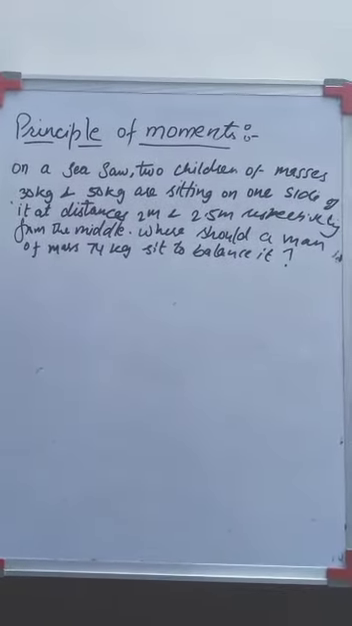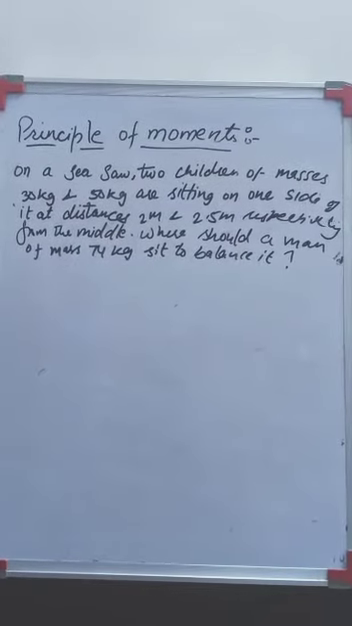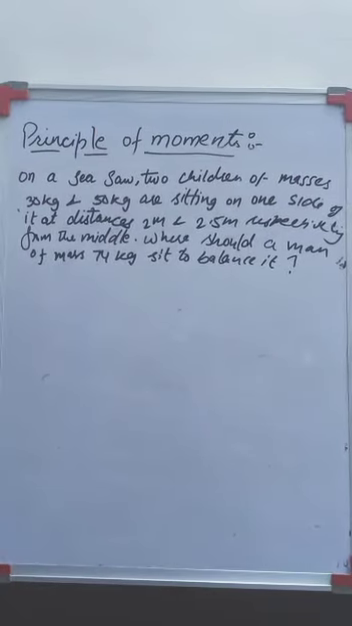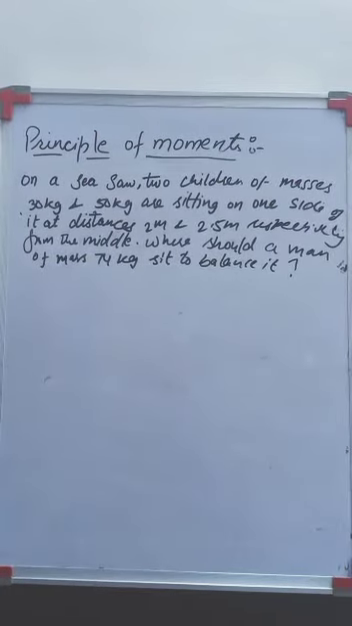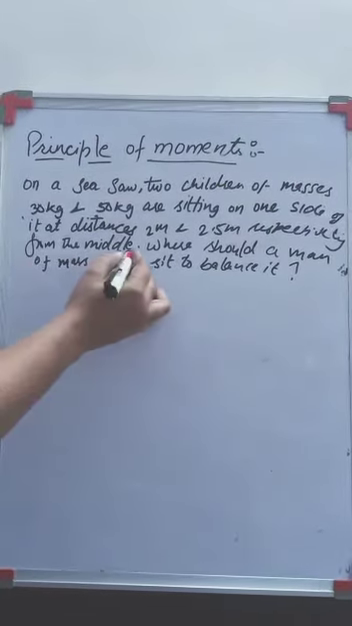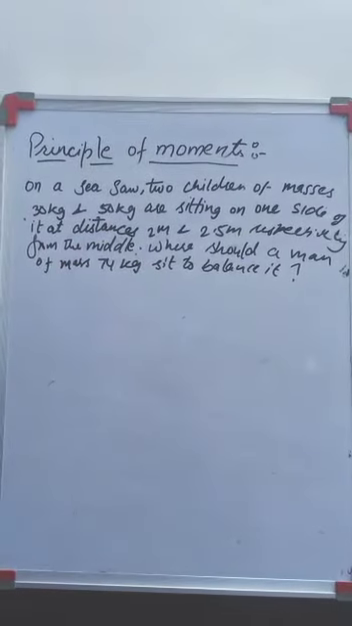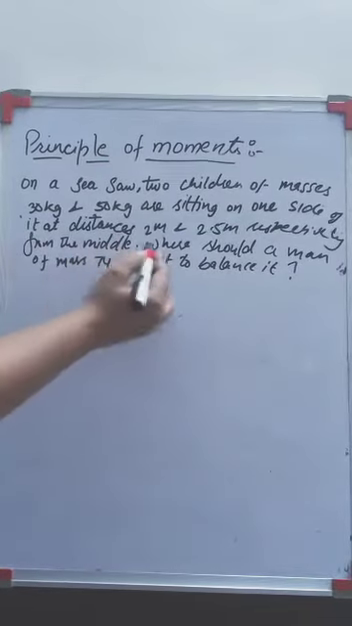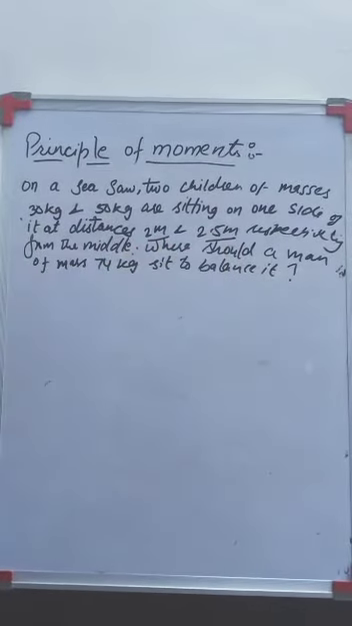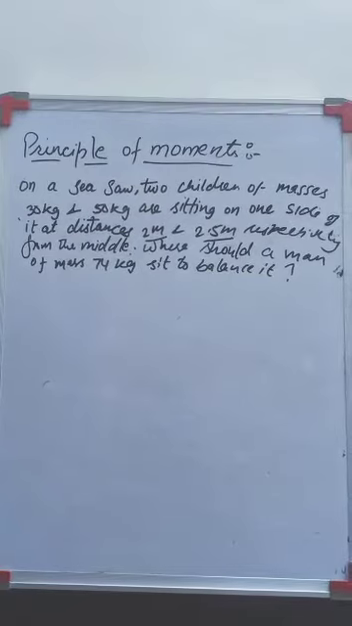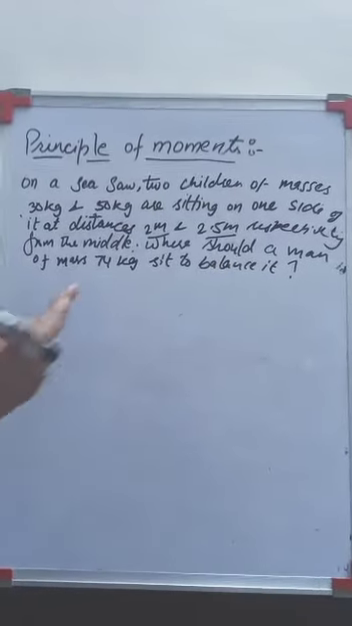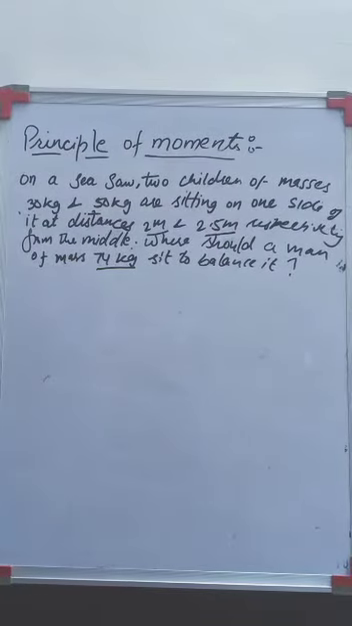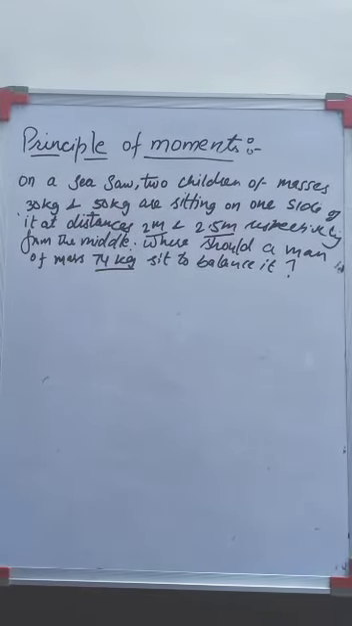So what is the question? On a seesaw, two children of masses 30 kg and 50 kg are sitting on one side of it at distances 2 meter and 2.5 meter respectively from the middle. That means seesaw is pivoted at the middle, right? Two children are sitting on one side. One is at 2 meter and another is at 2.5 meter from the middle, right? On the other side, a man is there that is of 74 kg and you need to calculate the distance of the man from the center.